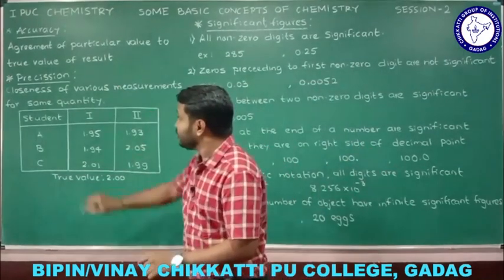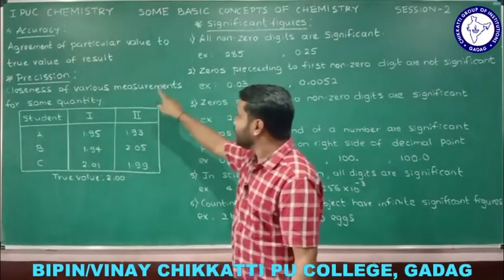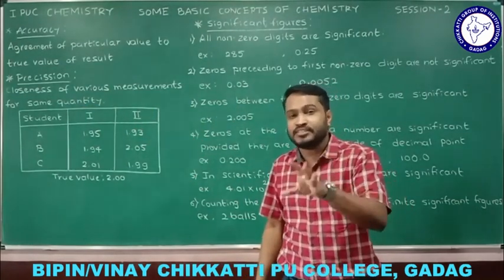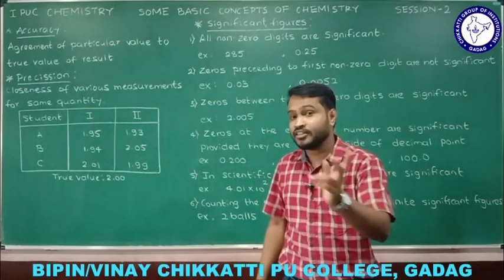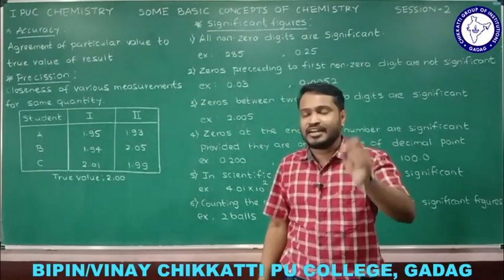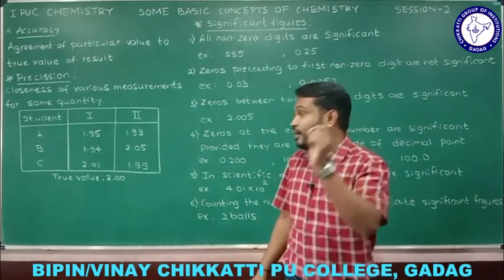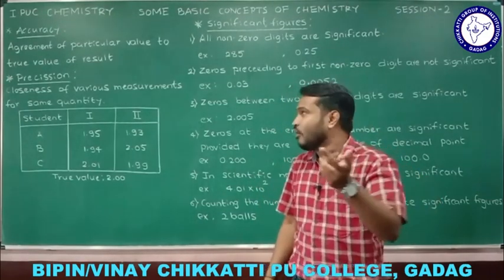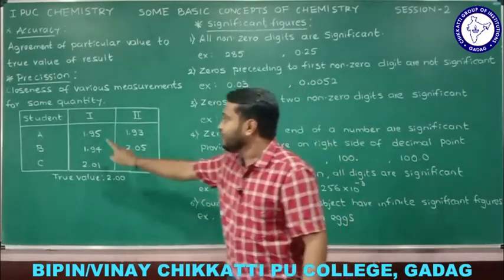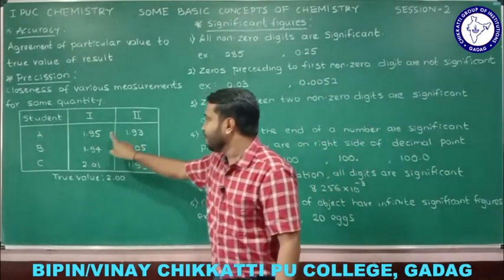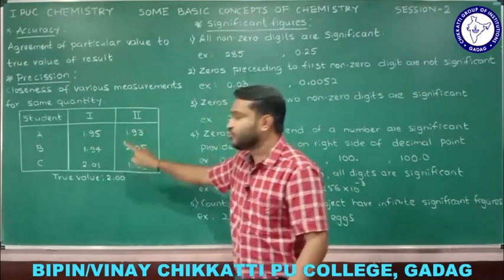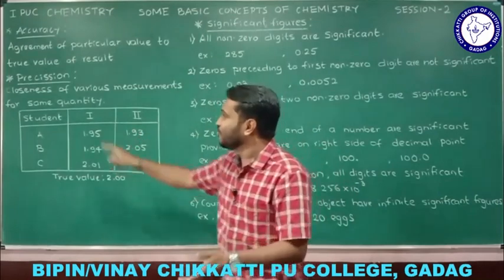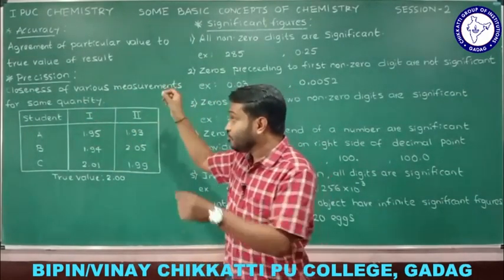In case of precision, closeness of various measurements for the same quantity. See here, closeness of various measurements here. We are not comparing with the true value. Remember, in case of finding precision, we are not supposed to compare with the true value. We are supposed to get the particular value only, and how many various measurements we have, and we are going to observe here. So 1.95, 1.93, these two are two different measurements, and they are almost close. So closeness of various measurements for the same quantity.